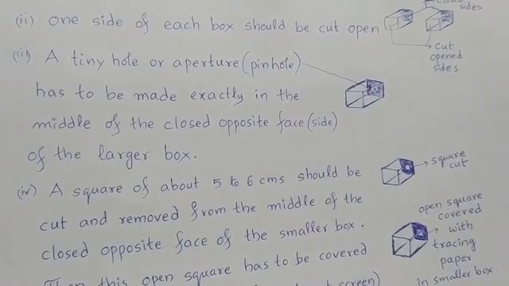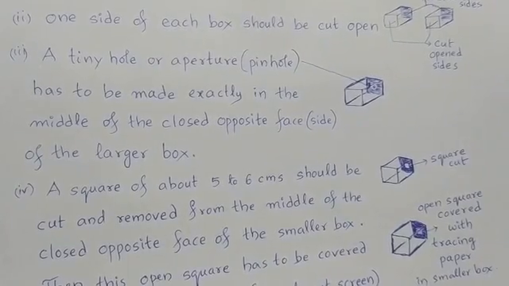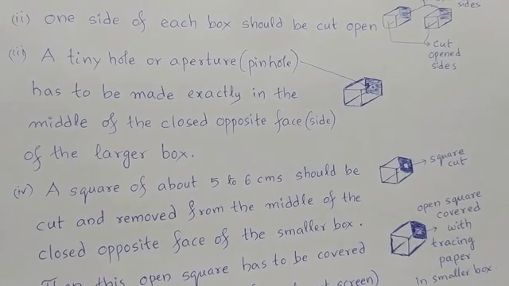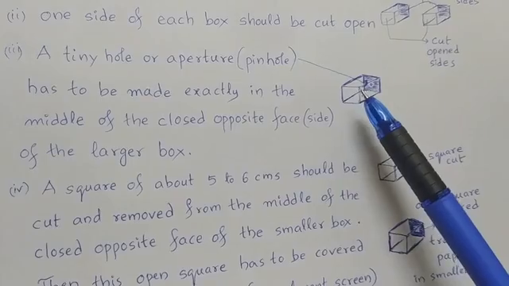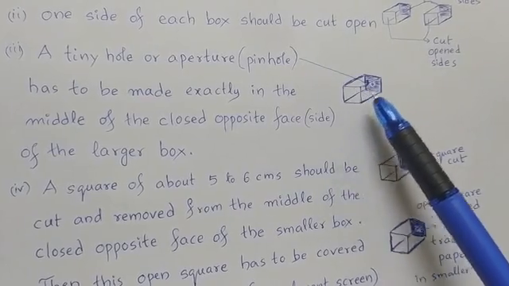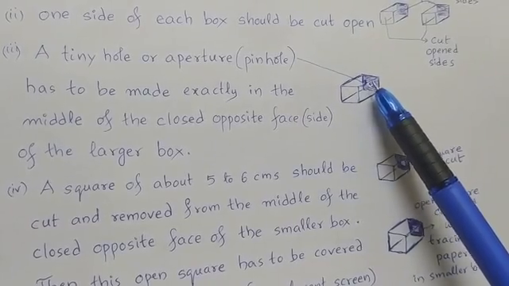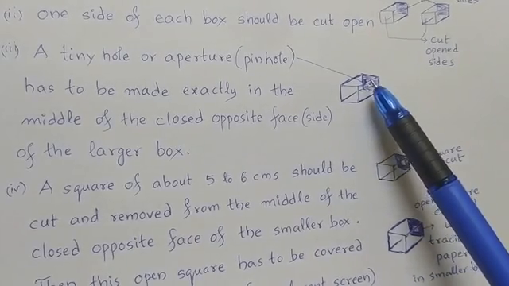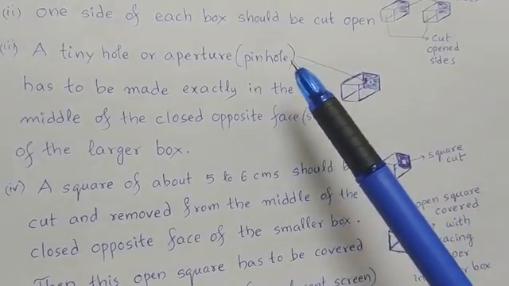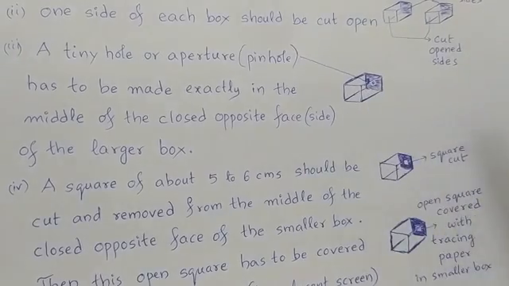Third step. A tiny hole or aperture has to be made exactly in the middle of the closed opposite face of the larger box. Assume that this is the larger box and already you have cut open one side. The other side is closed. So here, exactly in this closed face, exactly in the middle, you are going to make one tiny hole or aperture, right?